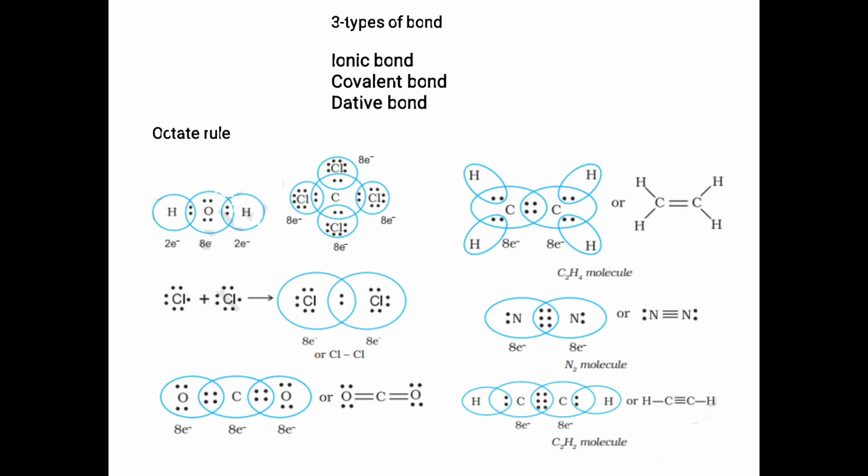In the C2H4 (ethene) molecule, here also the octet rule comes. It also explains the stability of the molecule. For chlorine gas, it also explains the stability of the molecule through the octet rule. For nitrogen, it also explains the stability of the compound through the octet rule.